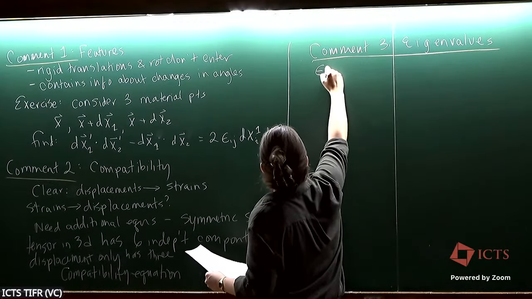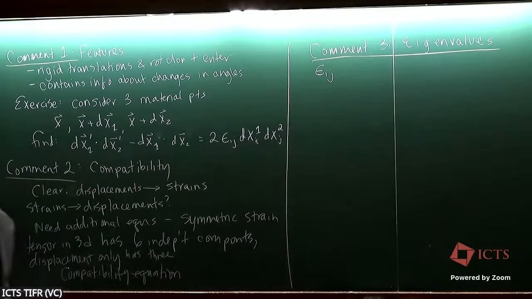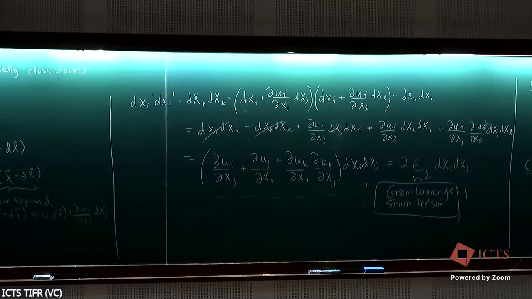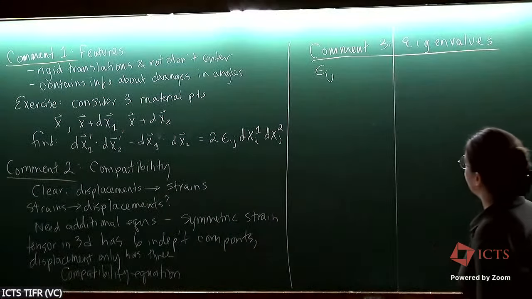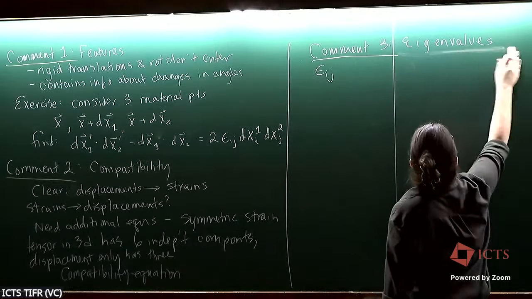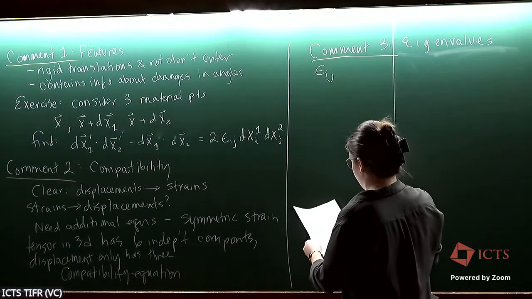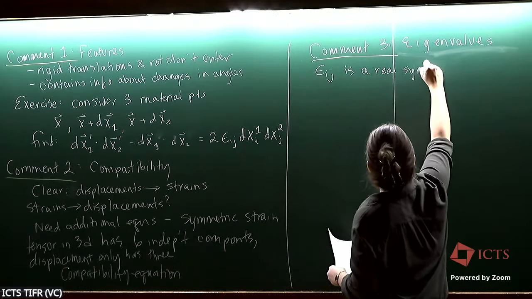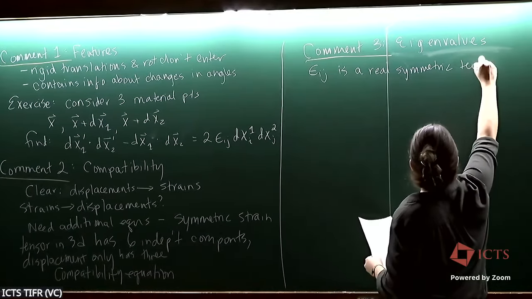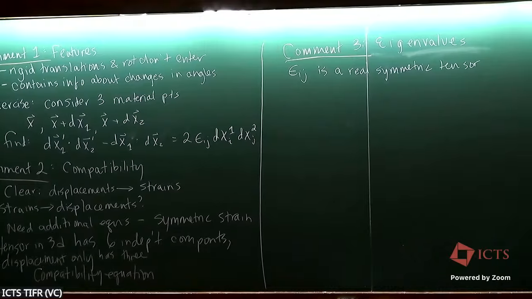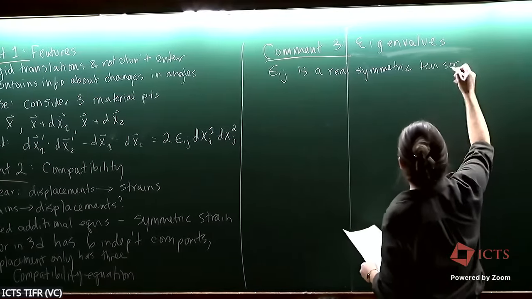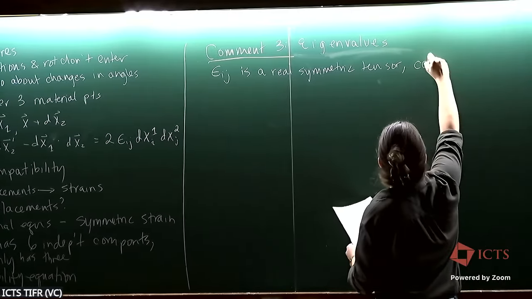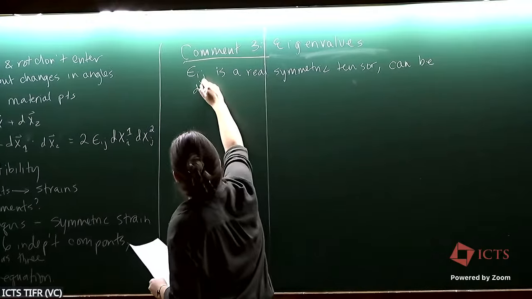What we built, epsilon ij, is, as I mentioned before, a real symmetric tensor. You can switch i and j, and that component will be the same. If it is a real symmetric tensor, that is terrific news for us, because that means at every point it can be diagonalized. Maybe it's not clear yet why that's terrific news, but I will tell you. It can be diagonalized at any point.